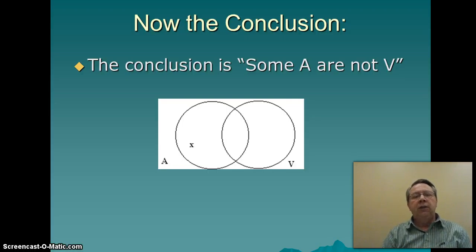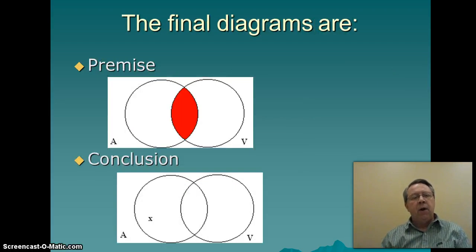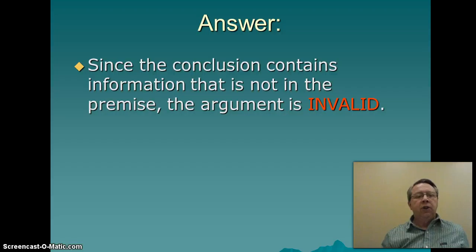The conclusion is some A are not B. Some animals are not vegetarians. So that's our conclusion. So let's look at it now. We have a premise that says no animals are vegetarians. We have a conclusion that says that some animals are not vegetarians. So since the conclusion contains information that's not in the premise, we would call this argument invalid.